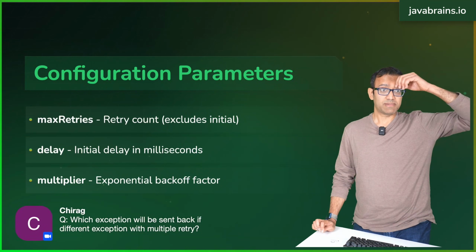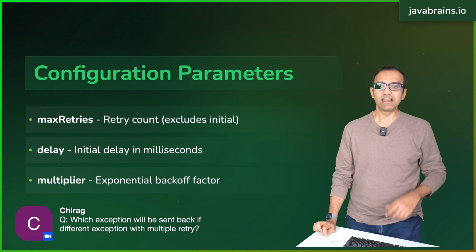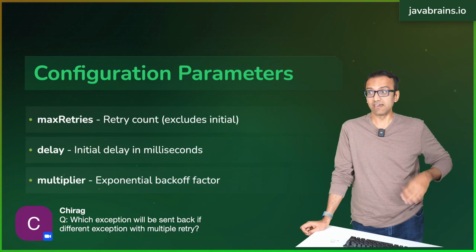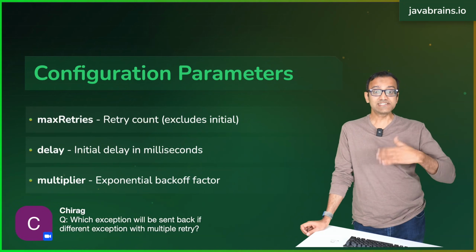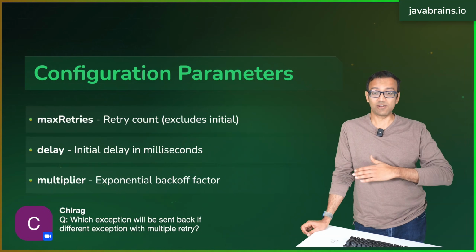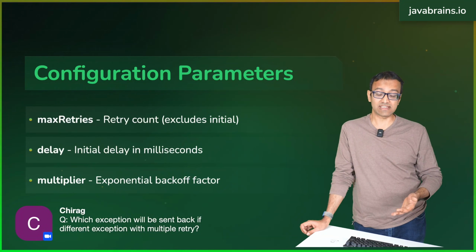Which exception will be sent back if different exceptions occur with multiple retries? The last one. Yes, there's another possibility. You say, I want to retry thrice, and each time you retry, you get a different exception. Well, it's the last one, after all the retries are exhausted.